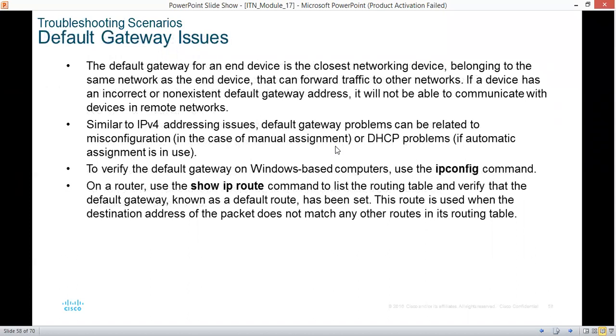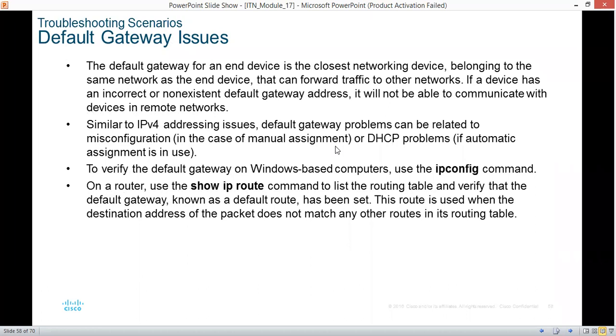Default gateway, of course, we know what a default gateway is. We're saying it is a router interface which all the systems connected on the LAN have to go through. So the default gateway for an end device is the closest network device belonging to the same network as this device. We've said that before.